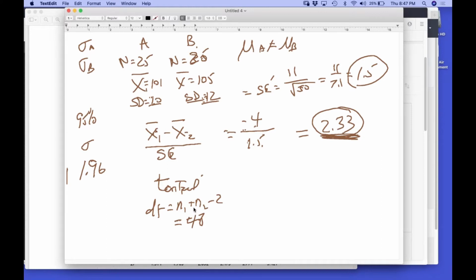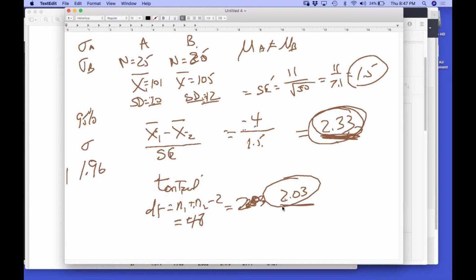Okay, so if I go to my T table, I'm going to say the critical value is equal to 2.03, let's say. 2.03, right? That's the critical value. Are they far enough apart for me to reject my null hypothesis that the two means are equal and say that the two means are different? Yeah, I exceed. They're further apart than I need them to be. I only need them to be 2.03 standard errors apart, and they're 2.33. So I can reject my null hypothesis, right?